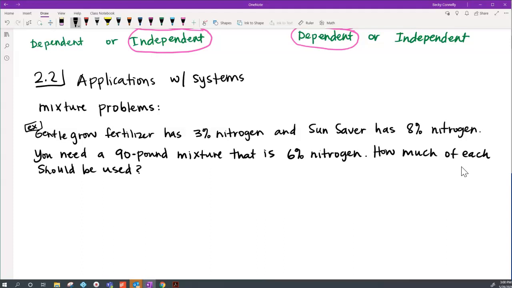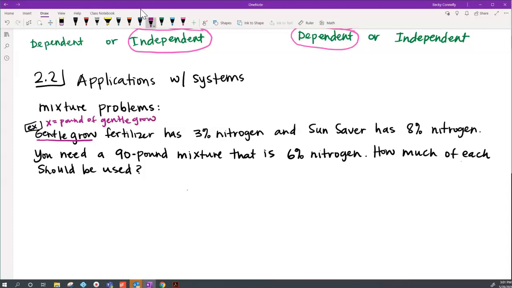In order to do that, would we not need how many pounds of the Gentle Grow and how many pounds of the Sun Saver? No, we don't, because that's actually what we're finding, right? So how many pounds of the Gentle Grow is going to be our X. So let me do this. I'm going to call the Gentle Grow my X, and this is the number of pounds, so pounds of Gentle Grow.